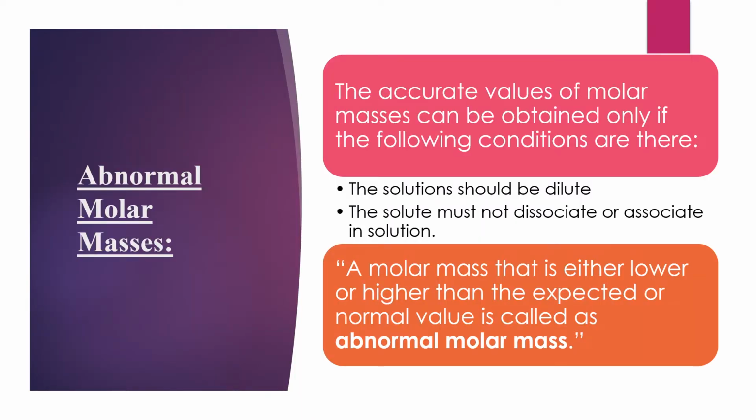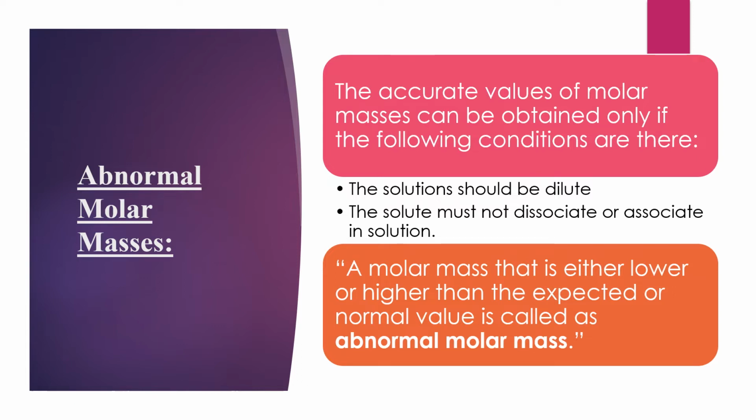Abnormal molar masses. Accurate values of molar masses can be obtained only if the following conditions are met, and these conditions we have already discussed in our previous video. The conditions are: the solution should be dilute, and the solute must not dissociate or associate in the solution. The solution we are using should be dilute, which means the amount of solvent in the solution is higher as compared to the amount of solute. Second, the solute must not dissociate or associate in the solution.